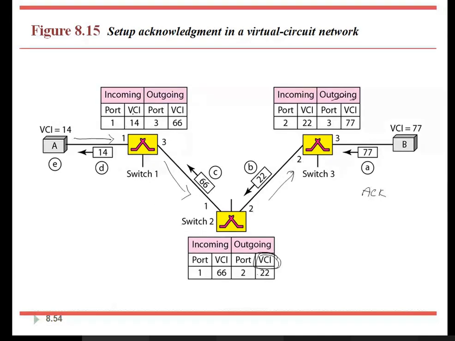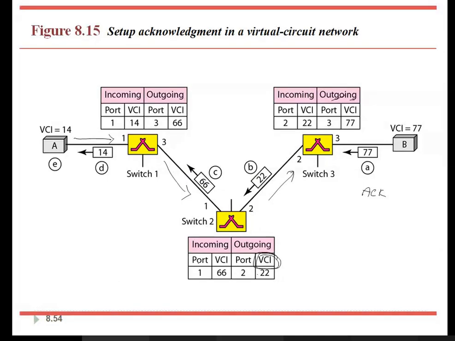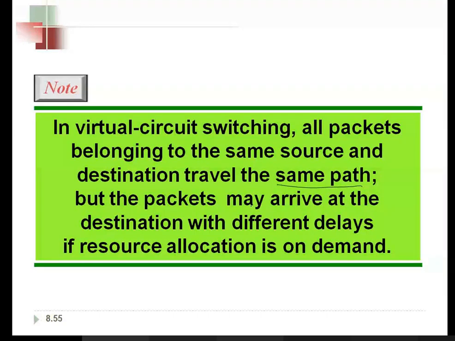Okay, so this is a very important point. I have told you repeatedly already. In virtual circuit switching, all packets belonging to the same source and destination travel the same path, because the path is already built in the routing table. As and when the data comes with this port and VCI, obviously this is the route it has to take. So it is going to take the same route that was set up for the first packet, and the remaining frames also follow the same path to reach the destination.